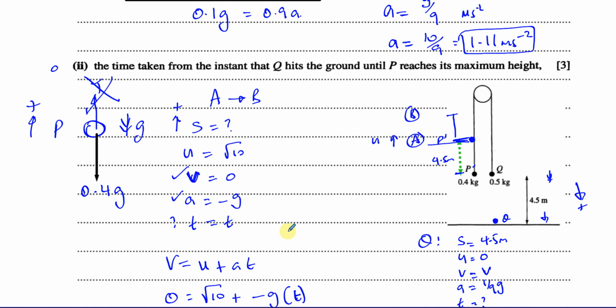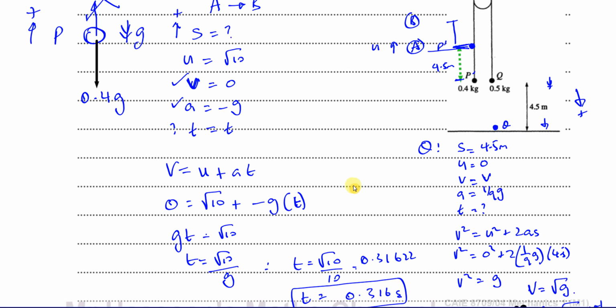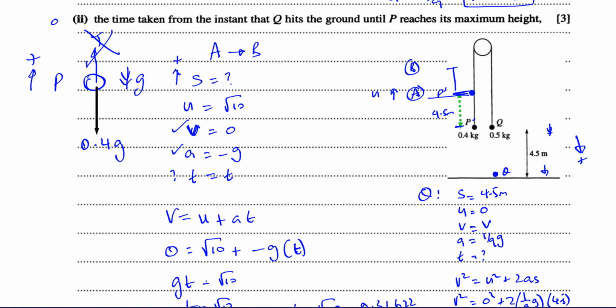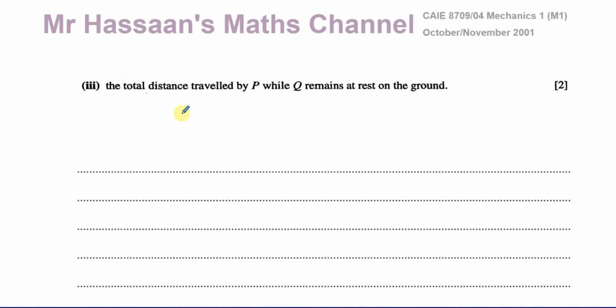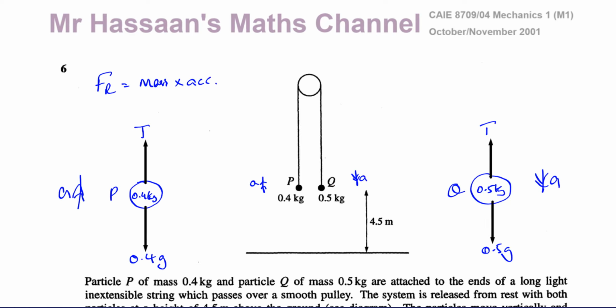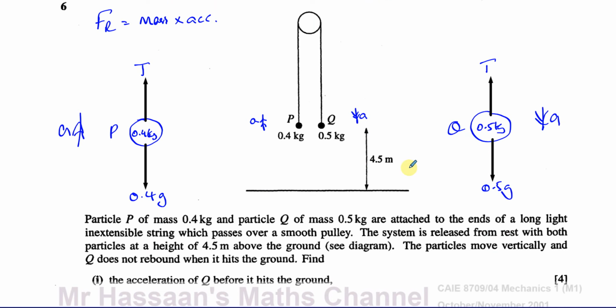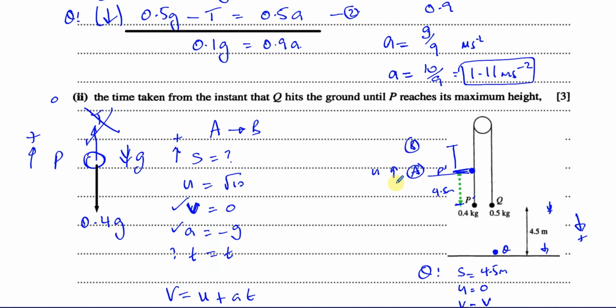Okay, so the time taken from the instant that Q hits the ground until P reaches its maximum height, there's the answer to part 2. Right now, the next part of the question says the total distance traveled by P while Q remains at rest on the ground. Okay, so now what's going to happen is P, as we said, is going to rise, and we found it up to now the point B. Now it's going to go from B back to A again.